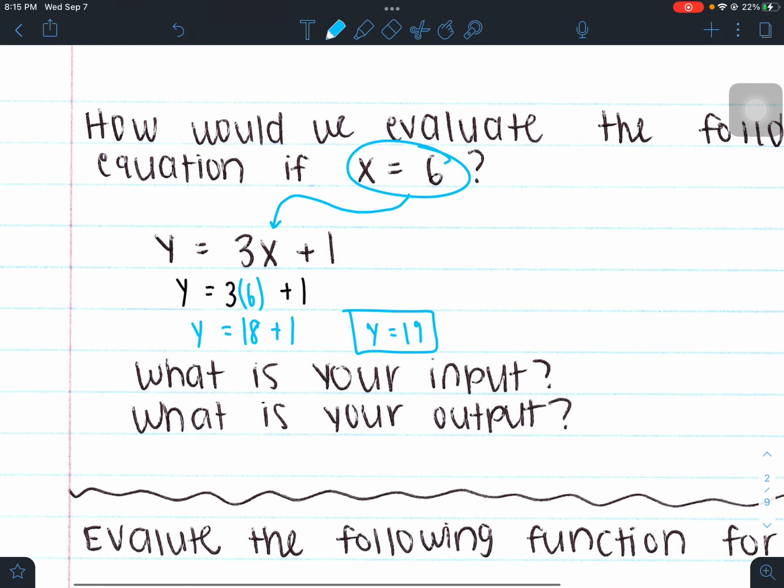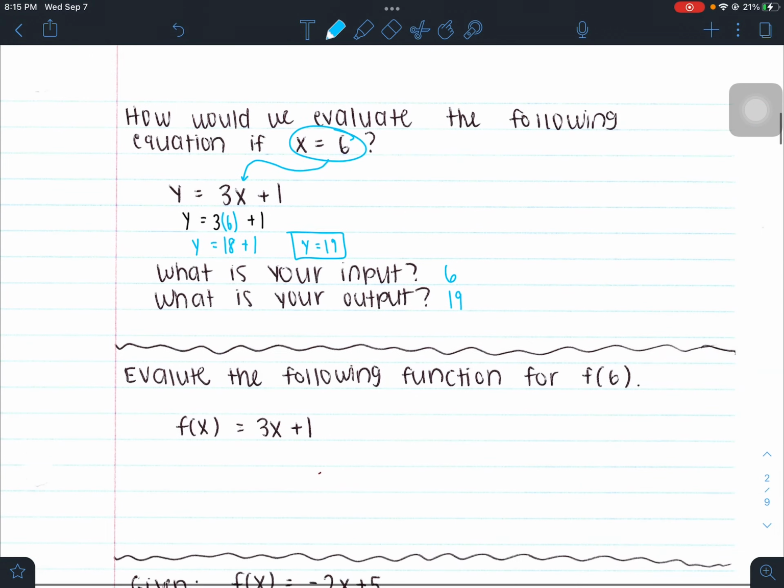So what was our input? What did we put into the function? Well, what we put in was 6. We put in the value of 6. Our output, what we got out of the function, was 19. So our input was 6, our output was 19.